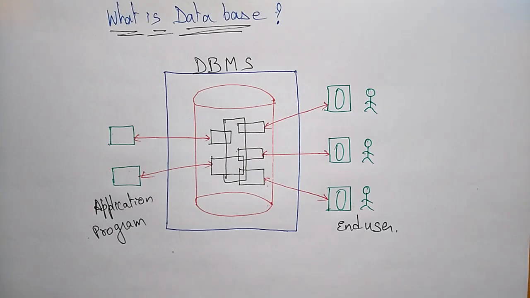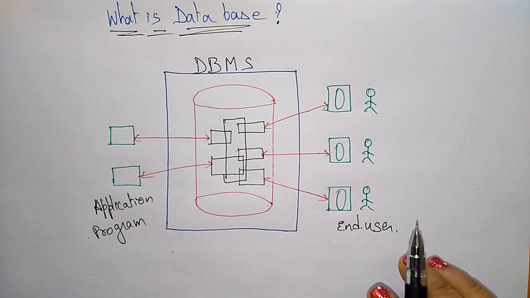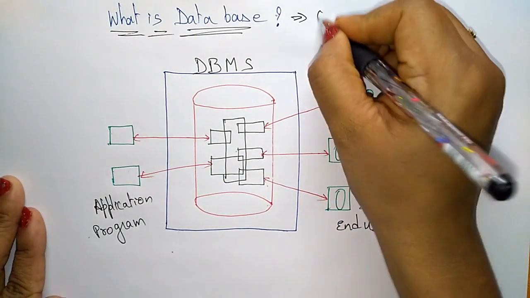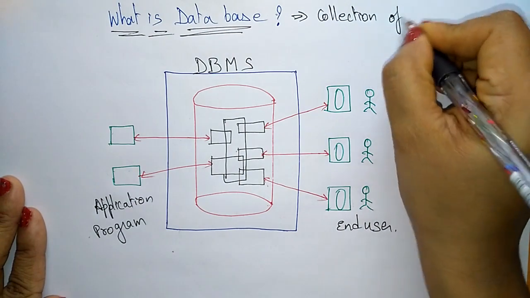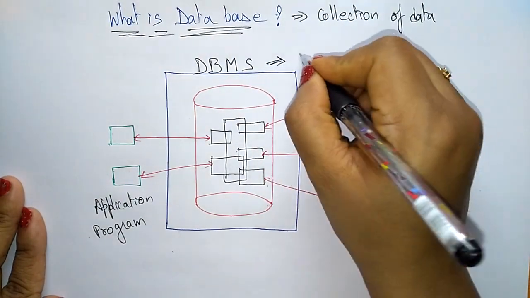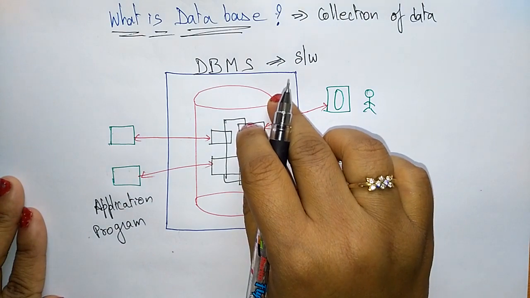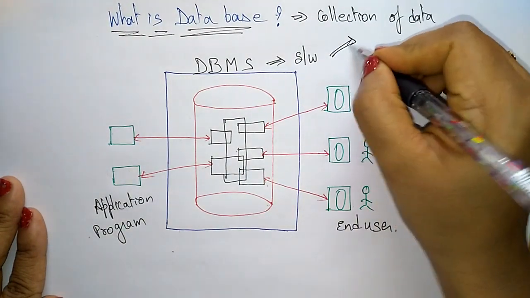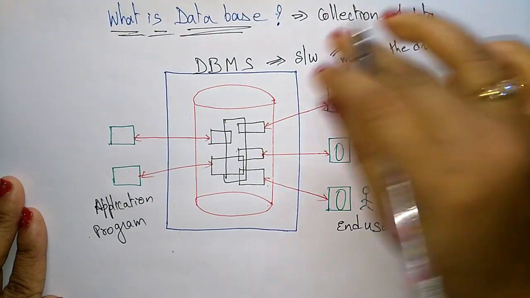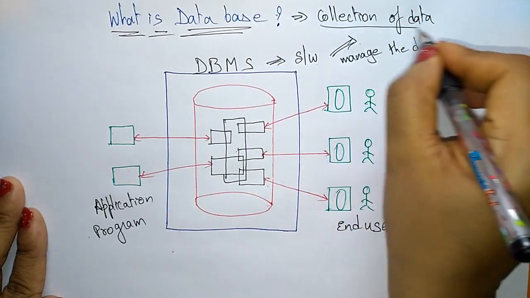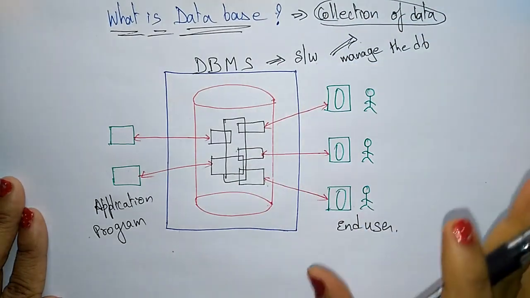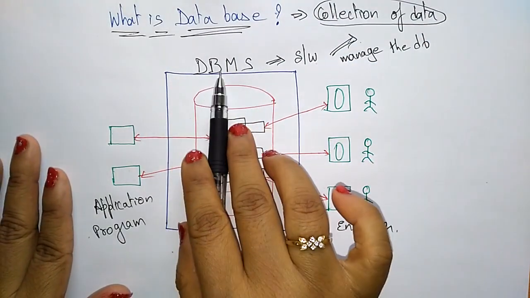Hi students, coming to the next topic in database management system, let us see what is a database. So I already told the definition of the database. A database is nothing but a collection of data. Then DBMS means it is a software. You have to just remember DBMS is a software which is used to manage the database, which is used to manage this collection of data. So that is about the relation between the database and database management system.